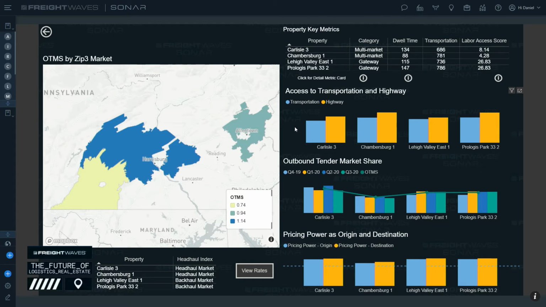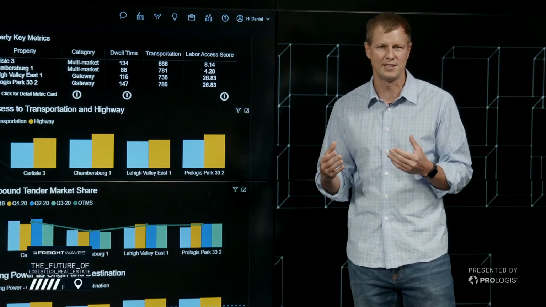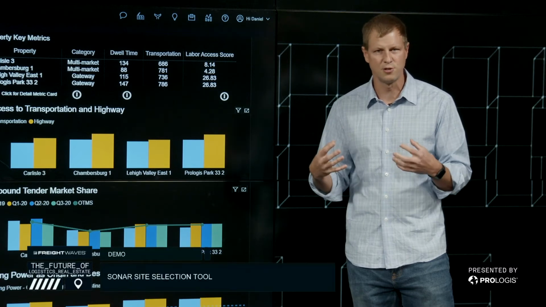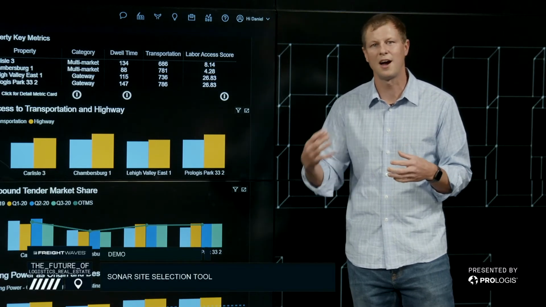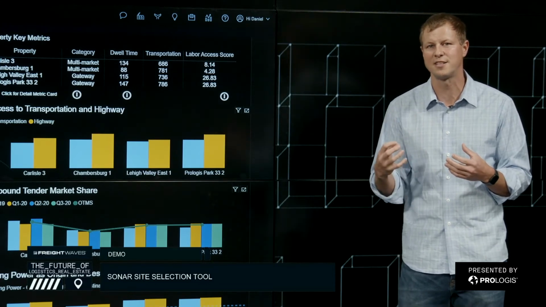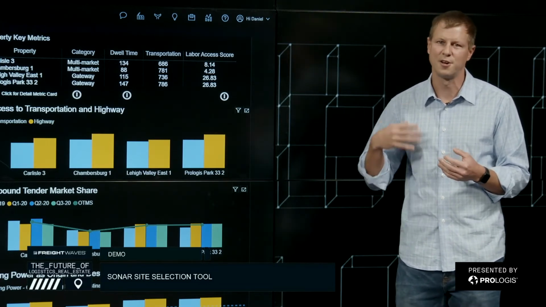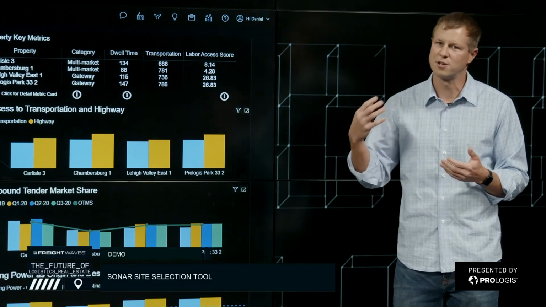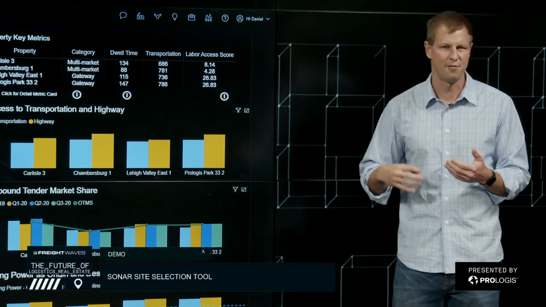Looking down here on the next one, we're going to have our outbound tender market share. You're going to think, now, what is outbound tender market share? Outbound tender market share is how much of the overall national freight volume is associated with that zip 3. The higher the volume in a market, you can think about this in the way that there's going to be a lot of carrier activity in this market already. So you're going to have access to capacity. Truckers have already figured out how to get in and out of these areas.